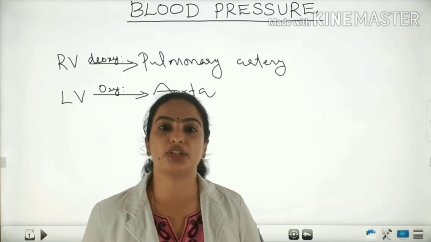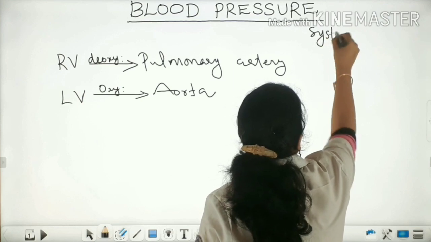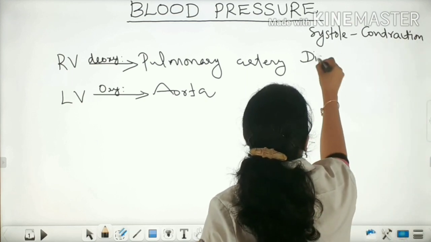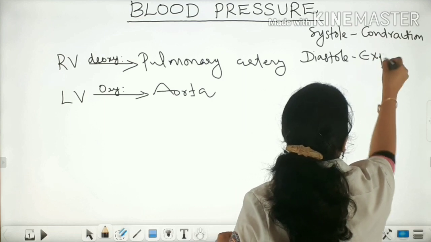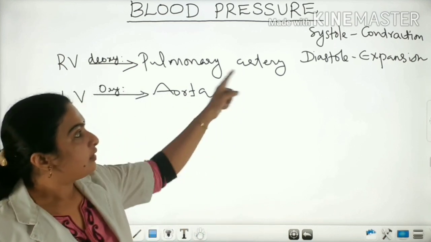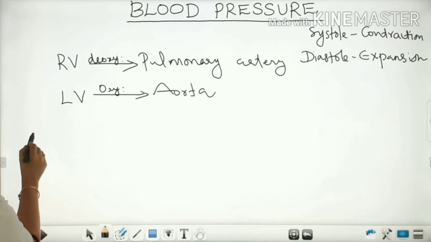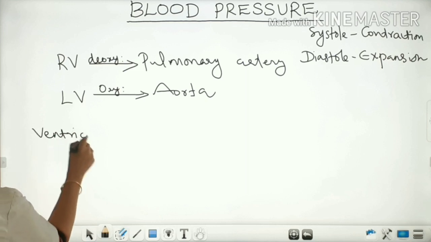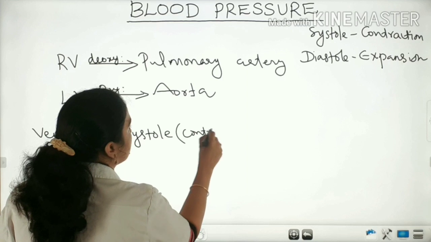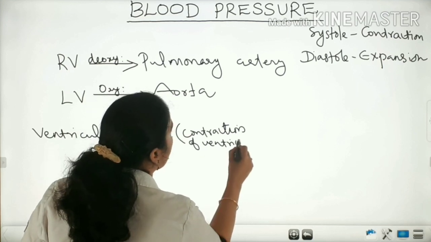Is it clear? In the last class I taught you about the diastole and systole. So what is systole? Systole means contraction, and diastole means expansion or relaxation. So here, when the right ventricle contracts, what will happen? When the right ventricle contracts, or we can say the ventricular systole. Ventricular systole. That means the contraction of ventricle. What will happen by the contraction of ventricle?